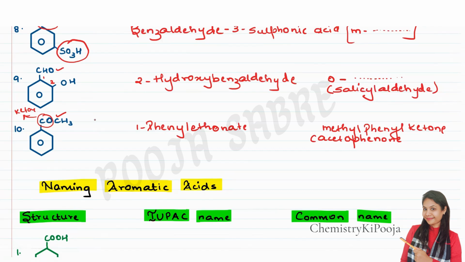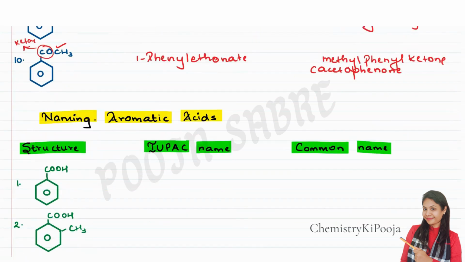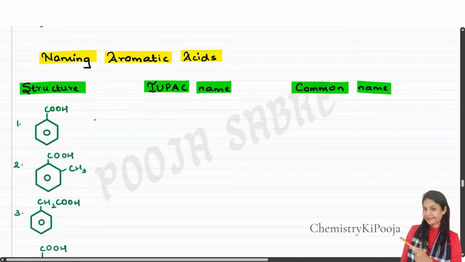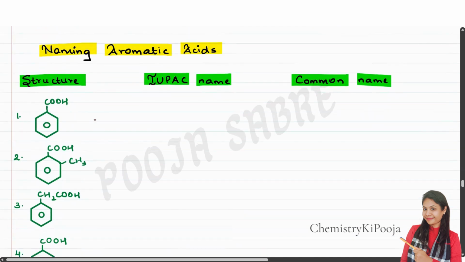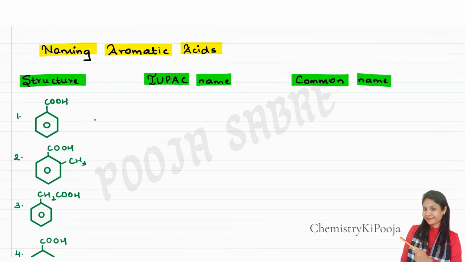Now let us proceed ahead with the topic, that is aromatic acids. Now for aromatic acids, again the same thing we are going to do. That is benzene, when it is attached to COOH, benzene attached to carboxylic acid, it becomes a benzoic acid. Benzoic acid, and then the common name will also remain the same, that is benzoic acid.